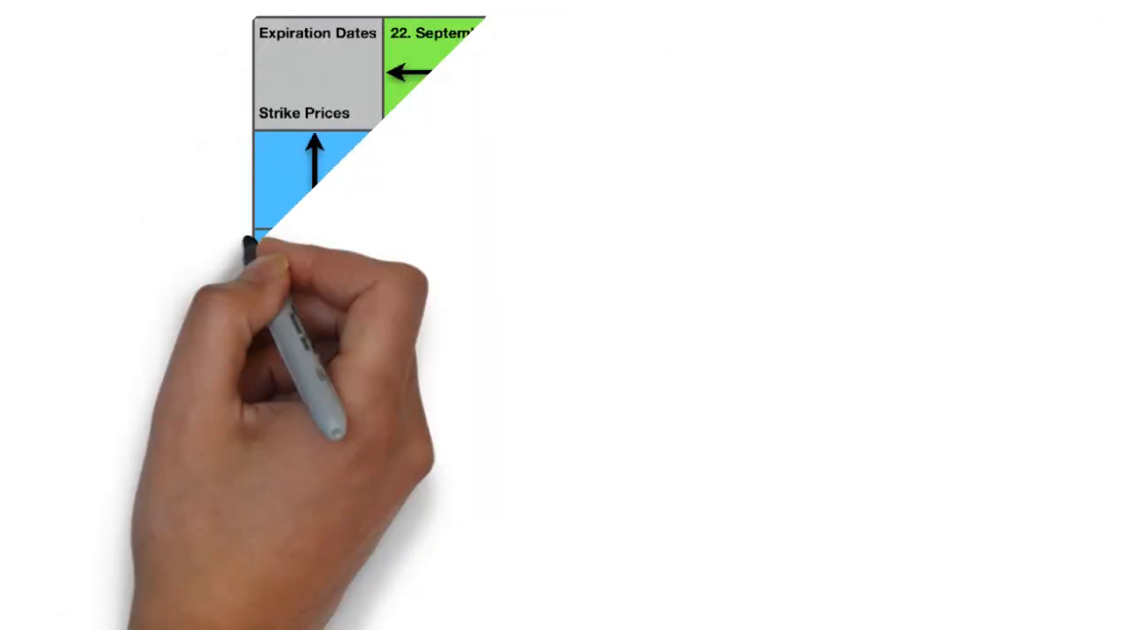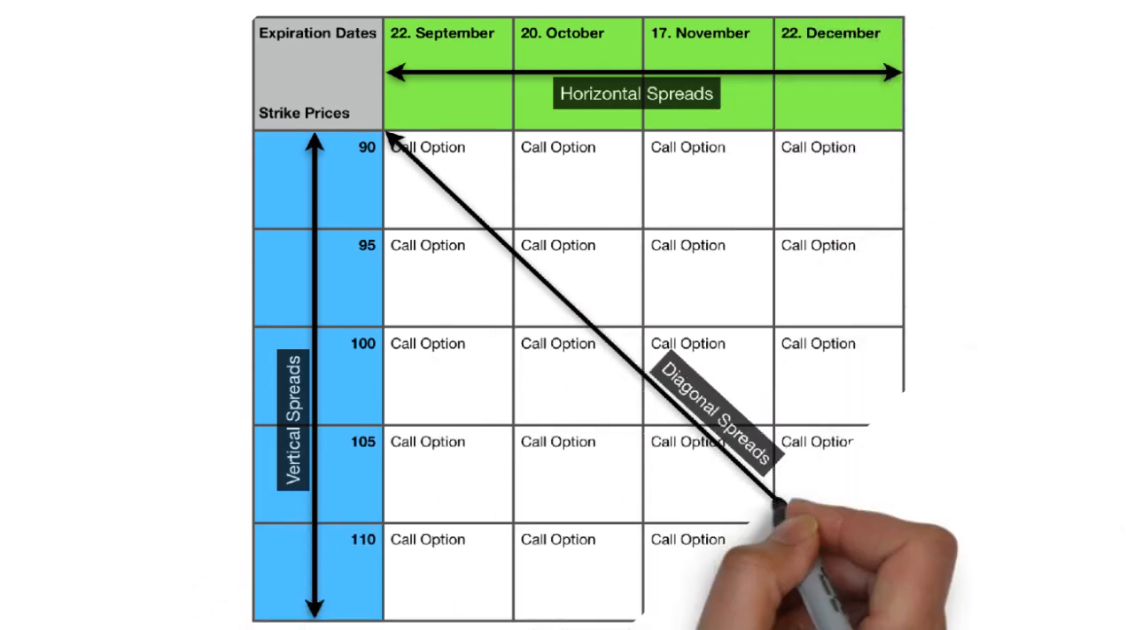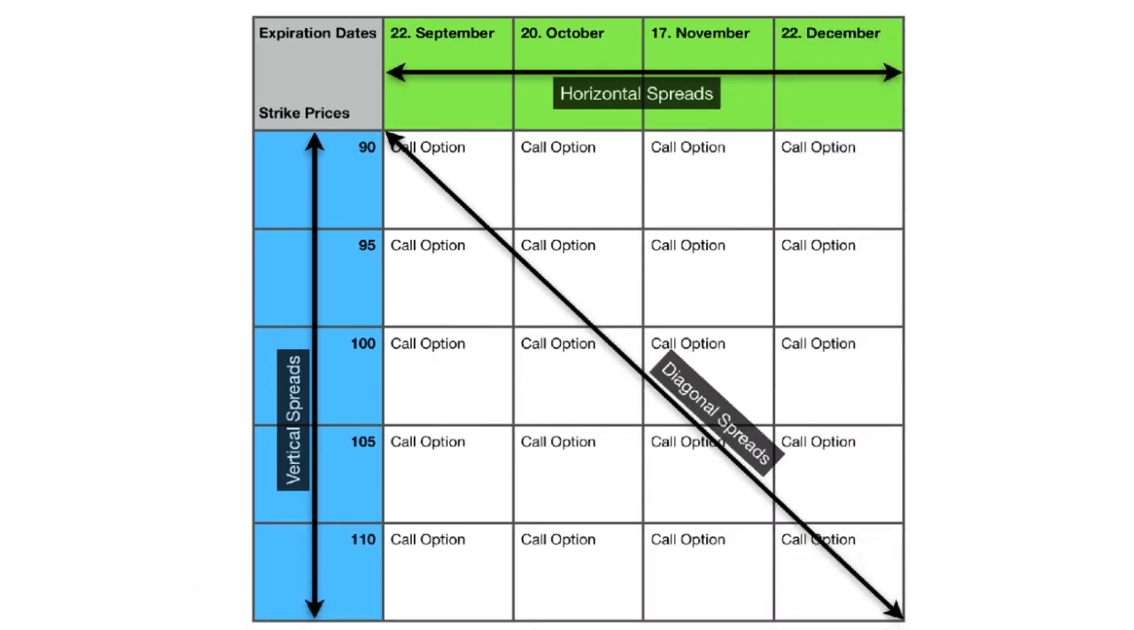But now let's move on and recap some of the most important points. On this table you can see why the different option spreads have their name. Horizontal spreads only differ in regards to expiration dates, vertical spreads only differ in regards to strike price, and diagonal spreads differ in regards to both. In other words, diagonal spreads are a combination of horizontal and vertical spreads. None of these spreads is necessarily better than the other. They are all suitable for different scenarios in different markets.